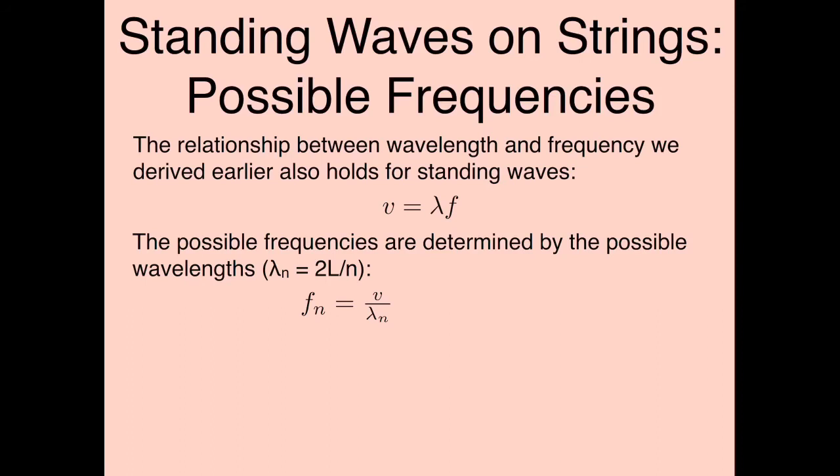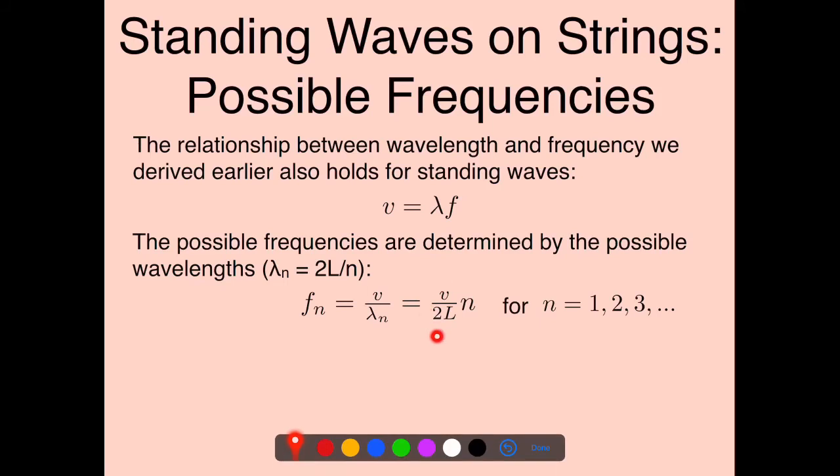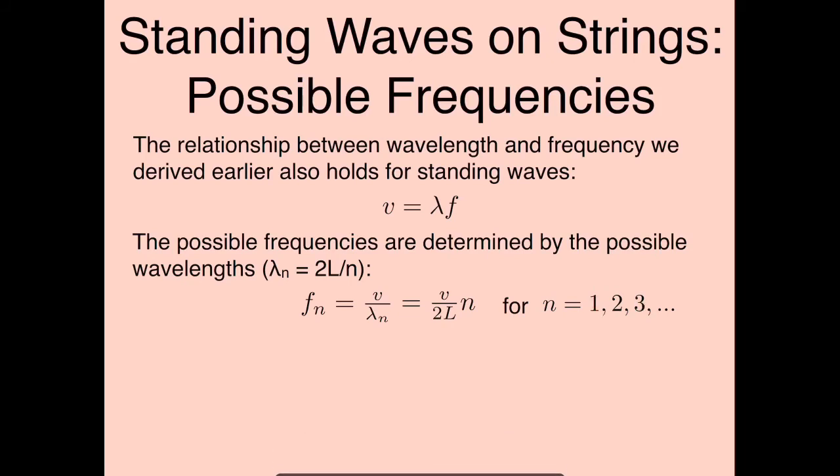So the possible frequencies are going to be determined by the possible wavelengths. So fn is going to be equal to v divided by lambda n, where remember lambda n is equal to 2L divided by n, where n is some kind of integer. So if we plug this in here for the wavelength, what we'll get is v divided by 2L times n. So these are the possible frequencies. It has to be v divided by 2L times n, where n is equal to 1, 2, 3, or any other integer.